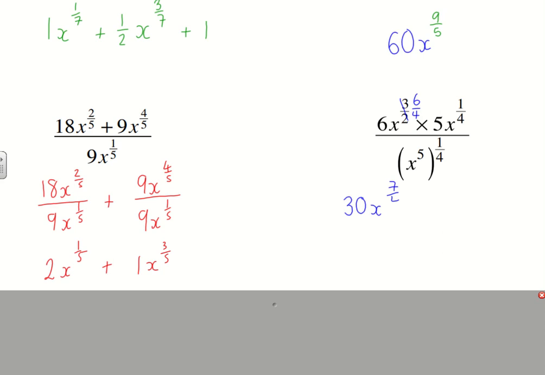On the bottom, I've got a power being raised to a power, so I need to times them together, and 5 times 1 quarter is 5 quarters. And now I just use my division rule. So if I put it in here then, so I've got a 30 because it's been divided by 1, so it's just staying as 30. 7 quarters take away 5 quarters is 2 quarters. And you could even tidy that up to be a half. So 30x to the power of a half.